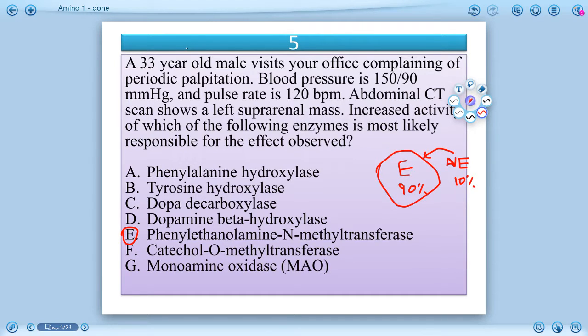Catechol O-methyltransferase activity is also increased. It's true, but that's the breakdown product. So this is more increased, and this will respond to it. So F is also partially correct. No, because it's asking for what causes it. Which of the following enzymes is most likely responsible for the effects observed, which is palpitation? That means increased epinephrine. Can be F, right? Cannot be F. Okay. Are we good?